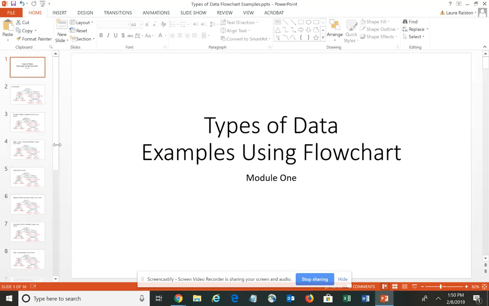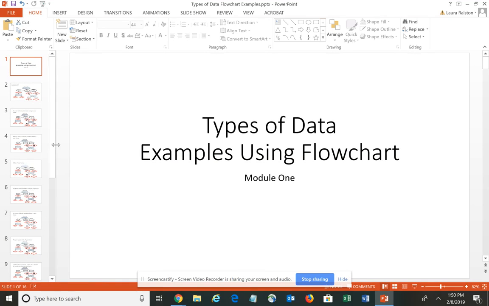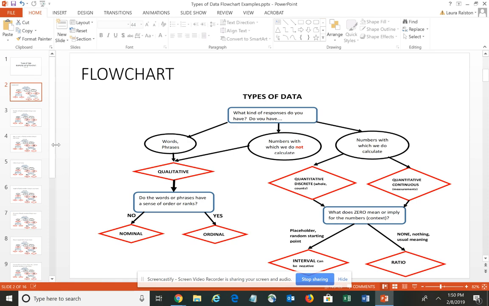Okay, I want us to take a look at some additional examples of identifying the type of data you have. So many of you seem to be having difficulty with this particular concept. So, one of the things that I tried to do to maybe help you out is I created a flow chart, or kind of a decision tree, to help you make a decision.